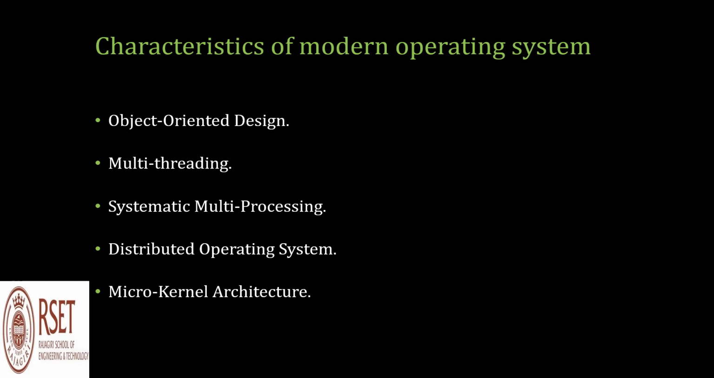And the final characteristic listed here is microkernel architecture. It should have a microkernel architecture. What do you mean by microkernel? It is a minimal operating system that performs only the essential functions of an operating system. System processes perform all other operating system functions. Therefore, the system processes act as servers here. So that's it about the characteristics of a modern operating system.